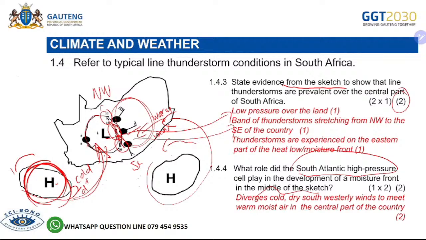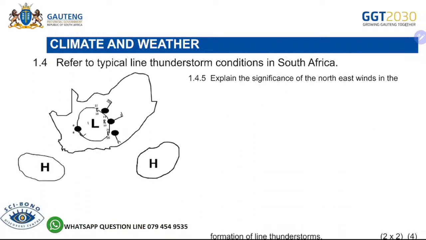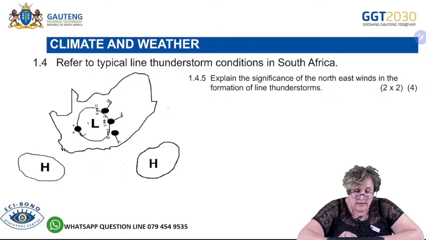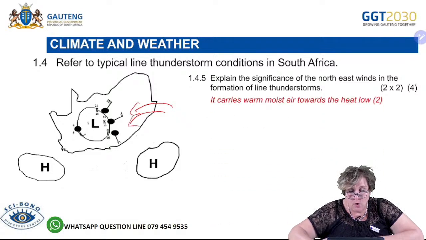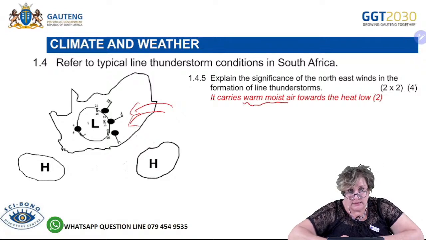Remember, cold air is heavier. So the cold is going to force this warm air to rise, and I have a line thunderstorm. Okay, I would say 2 marks for that. Explain the significance of the northeast winds in the formation of line thunderstorms. This is my northeast winds. What did I tell you? How is that air? It's warm and moist. So it's carrying warm moist air to the heat low that I have over there.